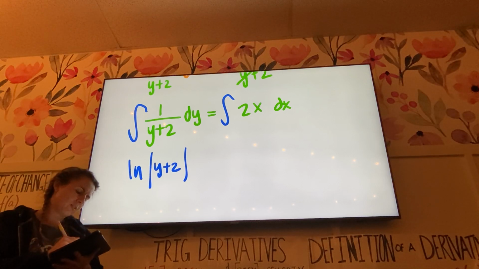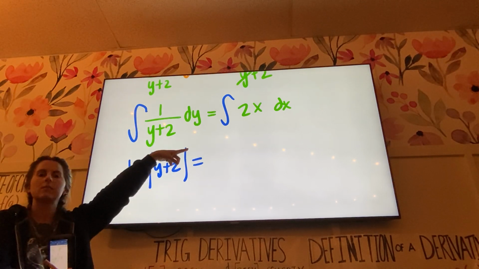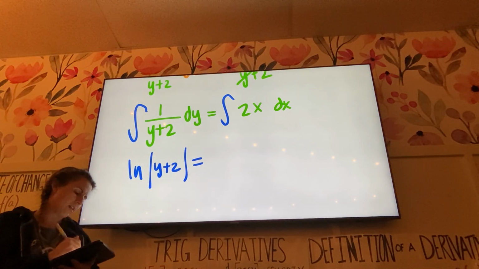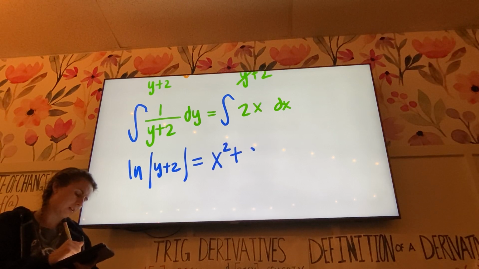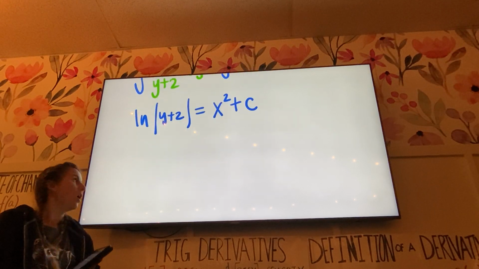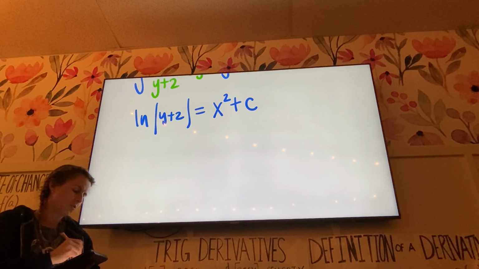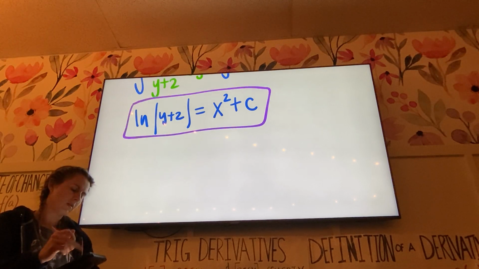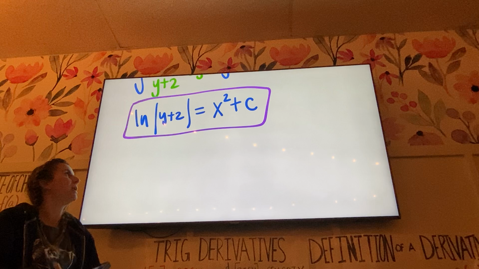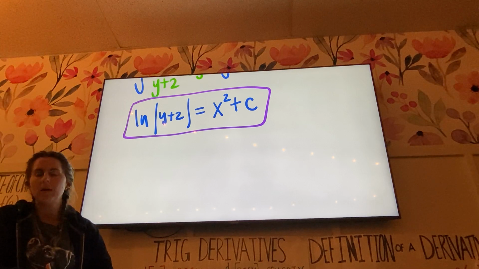And then on the other side, what is the integral of 2x? X squared. X squared, and then you got the plus c. Okay, so this is your solution. But now let's try solving for y.